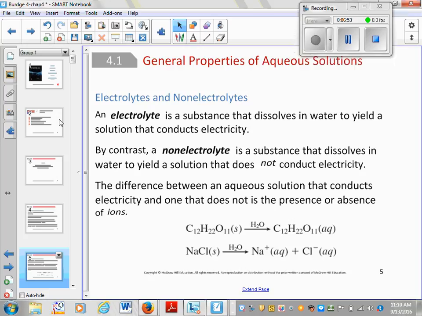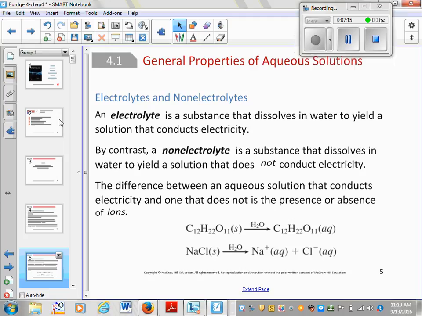So an electrolyte, we look at two substances here. Top one, C12H22O11, is table sugar. You put it in water, it dissolves. It stays at C12H22O11. It doesn't come apart. They call that dissociation. It doesn't dissociate.